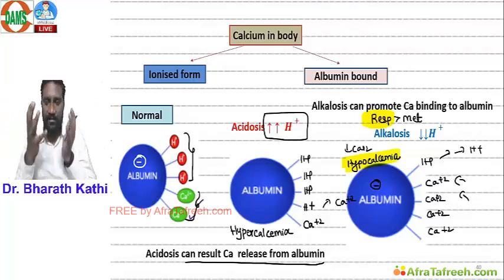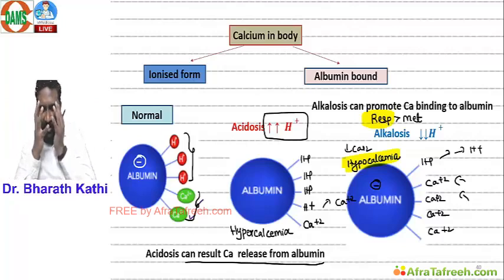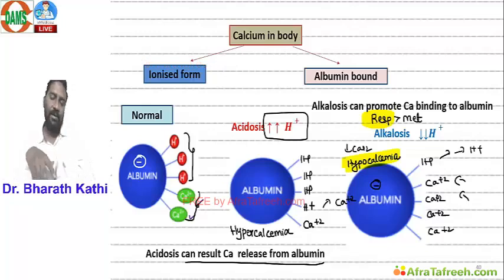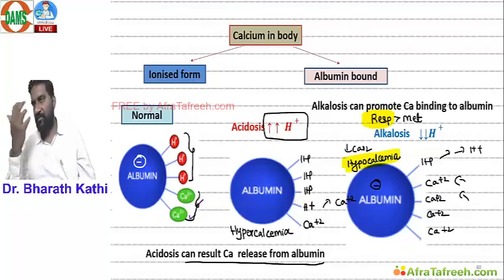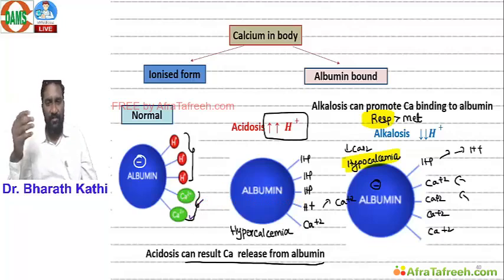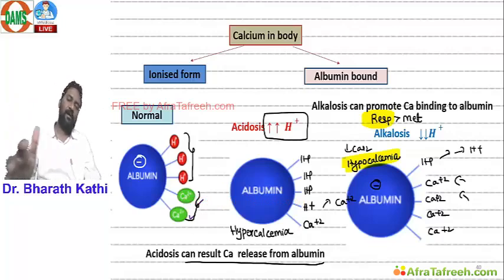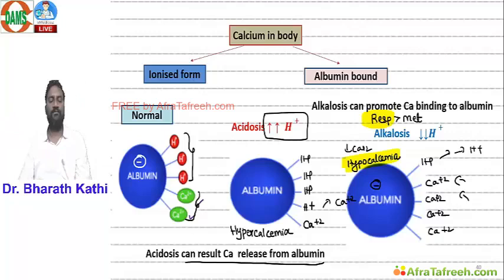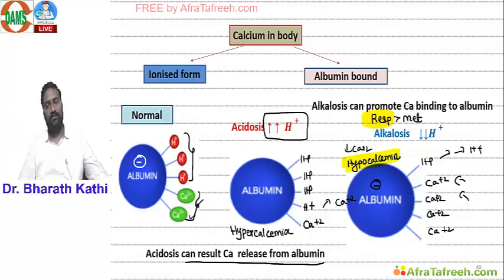So rebreathing in the sense, just give a paper bag, ask the patient to inhale and exhale in the same bag. So once she starts exhaling into that same bag, she is exhaling carbon dioxide and she is again inhaling that carbon dioxide. So the respiratory alkalosis will be corrected because carbon dioxide is coming more into your body. Respiratory alkalosis can be corrected and this can be easily reversed. So what you need to know here is alkalosis can promote calcium to bind.